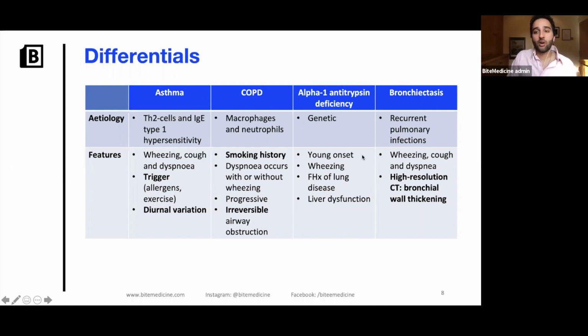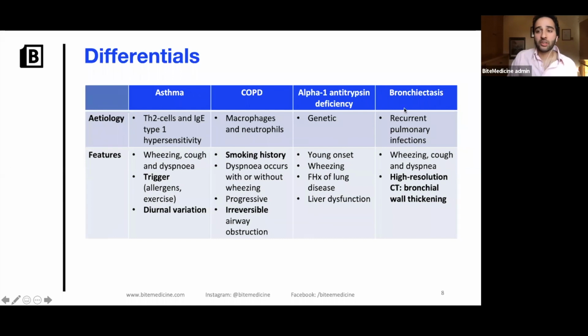So these patients often present quite young with symptoms essentially corresponding to COPD, but often without a smoking history. And they may have a family history of early onset lung disease as well as liver dysfunction. So that's how you can differentiate alpha-1 antitrypsin deficiency from the other two.